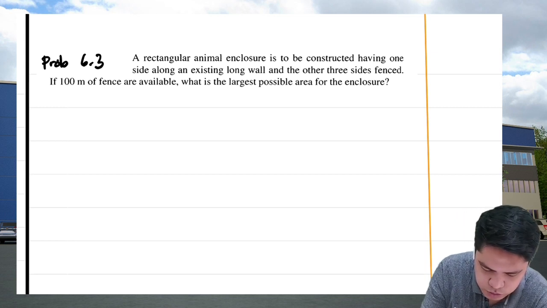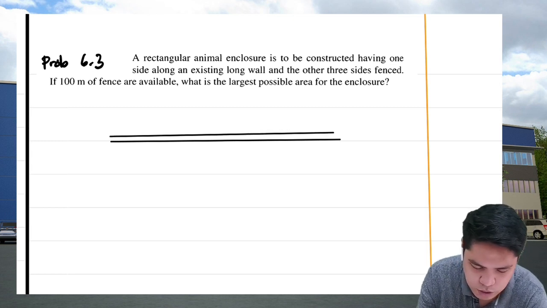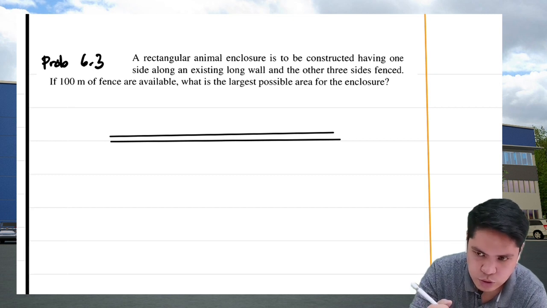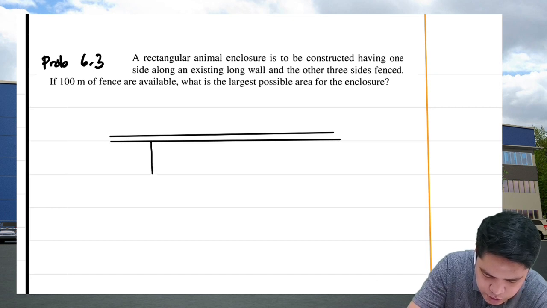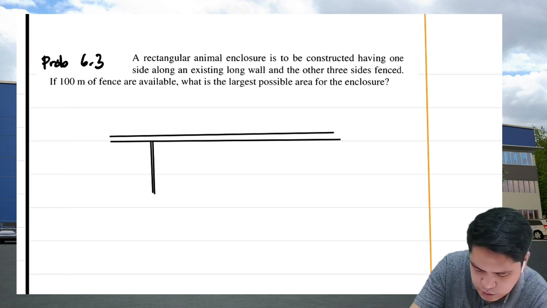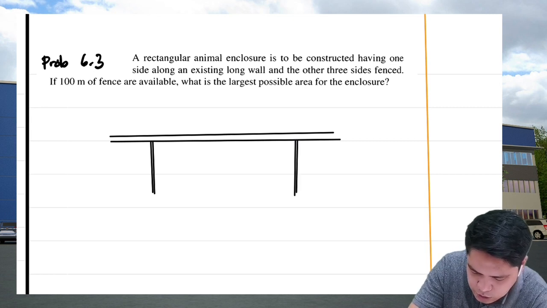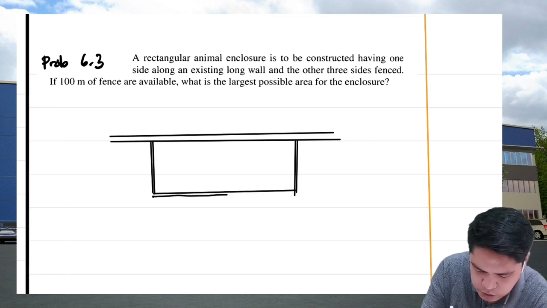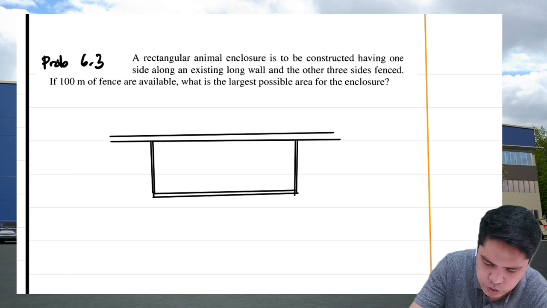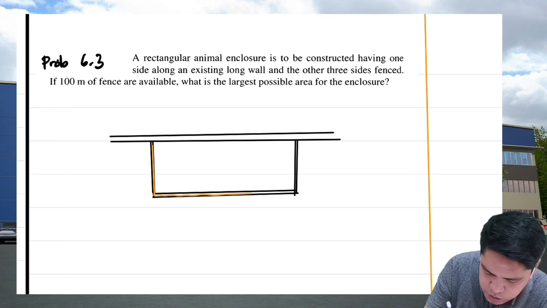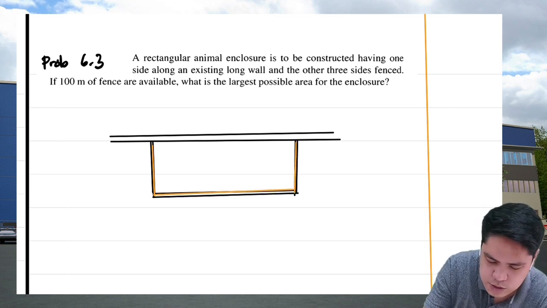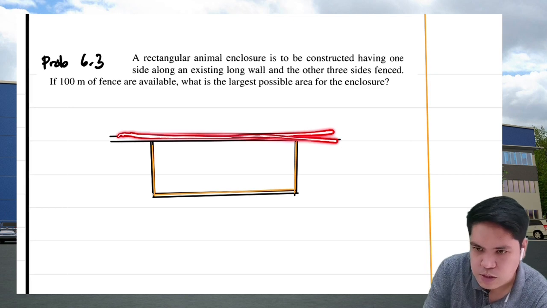Okay, so illustrate muna natin yung situation. So we have, let's say that is the wall, and we have a rectangular animal enclosure in which the other 3 sides are fenced. So let's just assume that this side is the shorter side. So naka-fence siya dyan, naka-fence din siya dito, then naka-fence din siya dito. Okay, so eto lang yung i-fence natin na sides. This one, and this one, because this side here is already an existing wall.